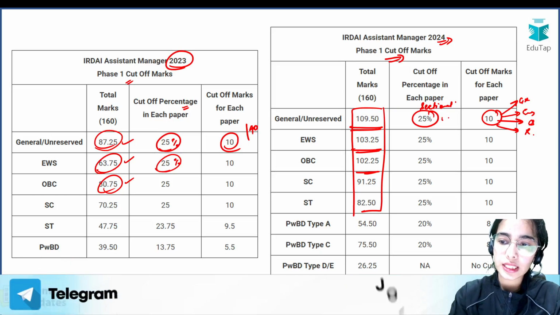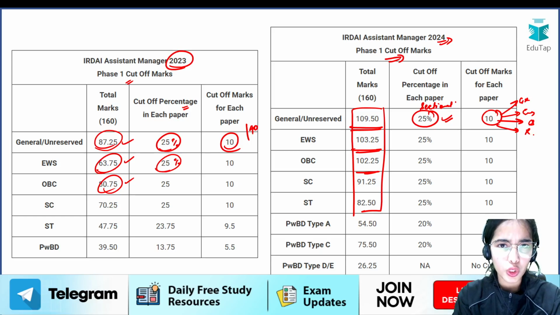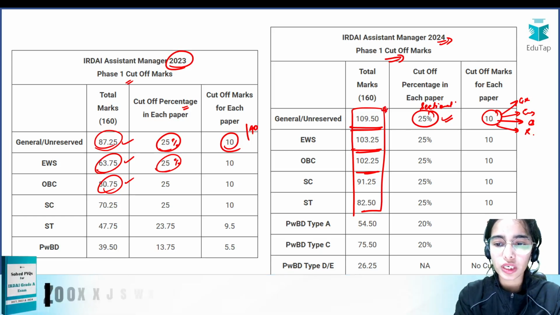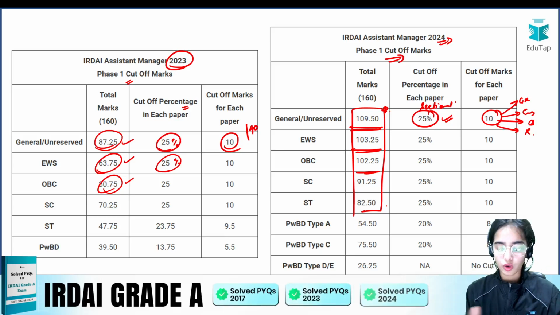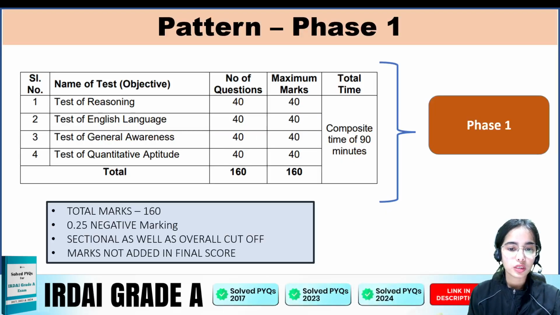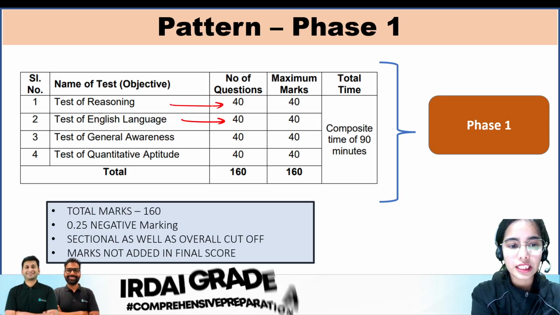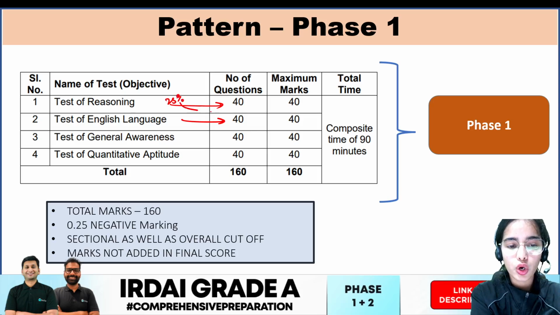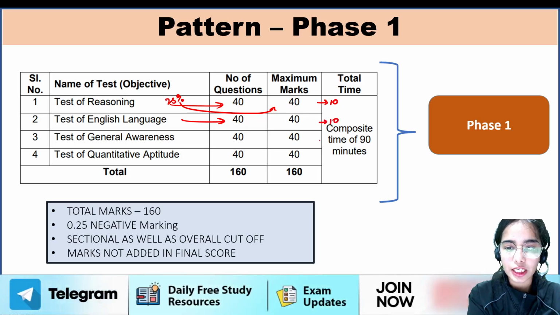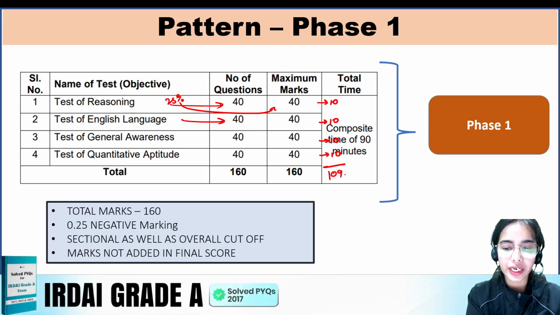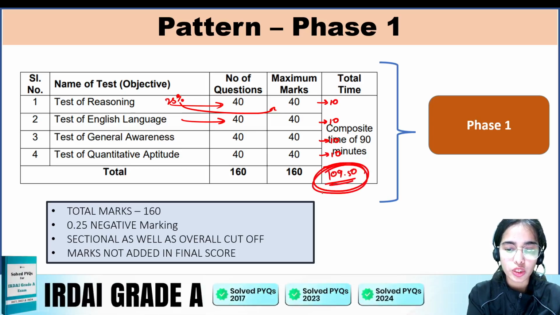Okay, so there is the sectional cutoff that is quite lower, I can say, but focus on clearing the overall cutoff also. Now I have told you about the cutoff, that there is the sectional cutoff, that is 25% of the maximum marks, that is 40. So 10 is the sectional cutoff, but the overall cutoff was as high as 109.50.